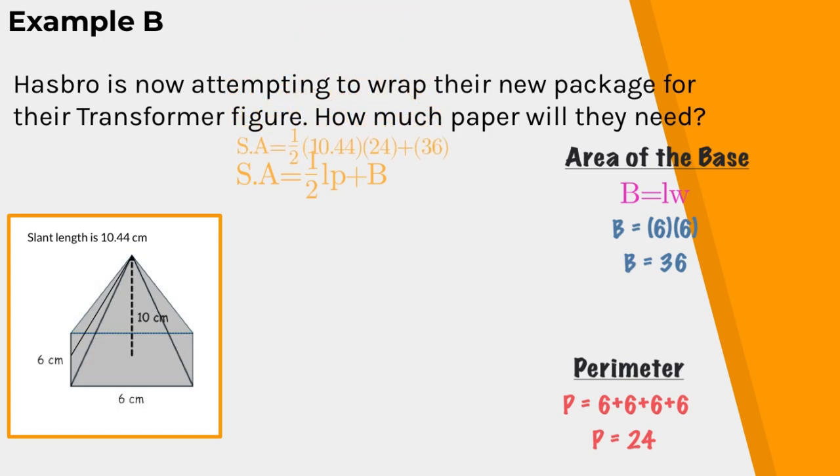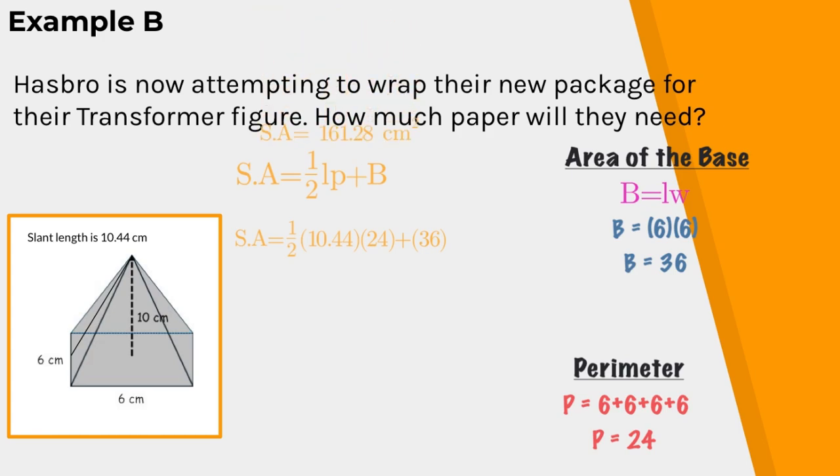We know 1/2 is going to be 1/2. Our slant length, they gave us at the top of the problem, says 10.44, so we're going to plug that in. We know that our perimeter is 24, so we'll plug that in. And we'll plug in our big B, which is going to be 36. Now, I could type this straight into Desmos and get my correct answer, or I could do 1/2 times 10.44 times 24 and then add 36, whichever one I wanted to do.